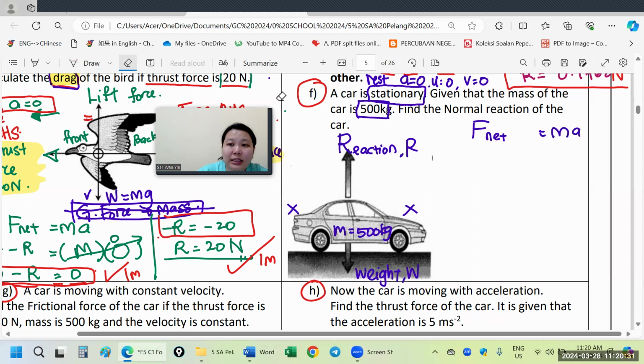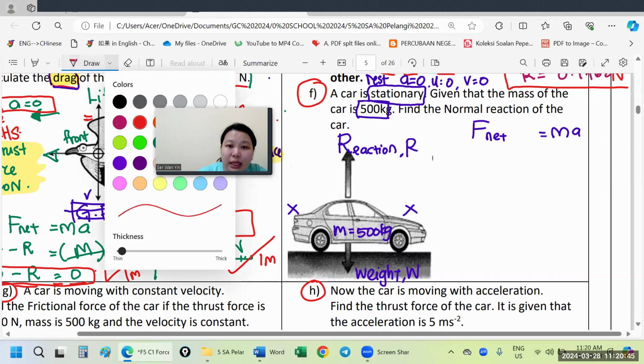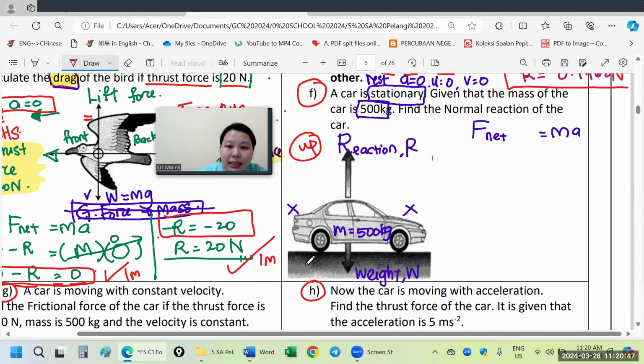Okay, net force equals to MA. So net force actually is, since it's stationary, no acceleration, so we can use the up force minus the down force.